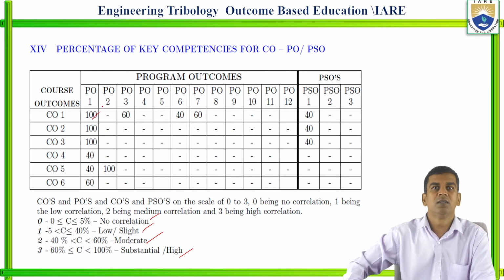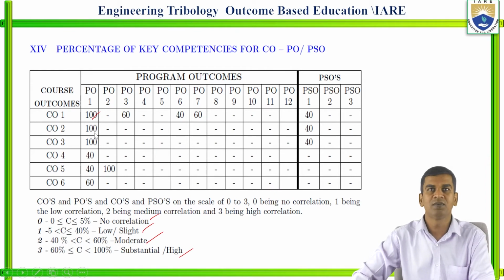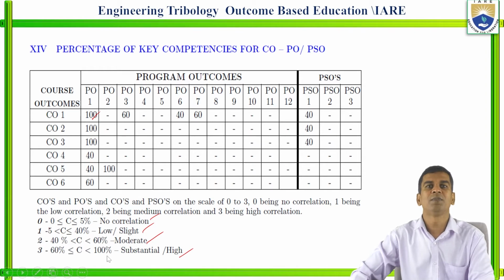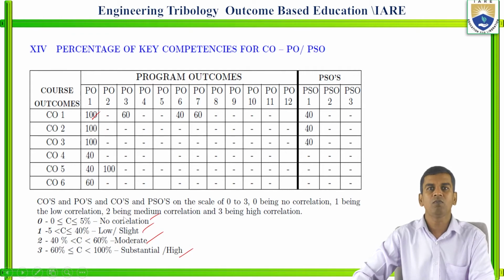Okay, and wherever the 3 was there in the earlier one, we have kept 100%. Wherever it is 2, we have kept 60%, and wherever it is 1, we have kept 40%. So 100% means 3, 60% means 2 and 40% means 1. Like that, based upon the previous table, the number of key competencies, percentages are kept here.